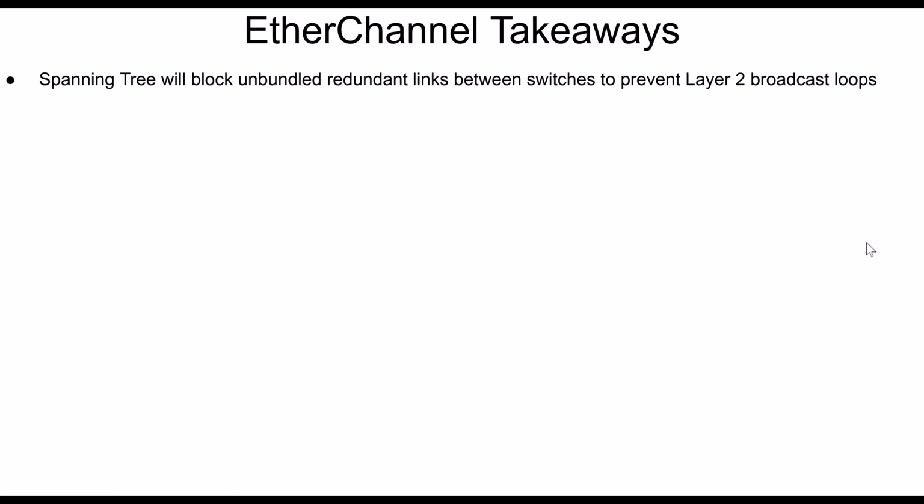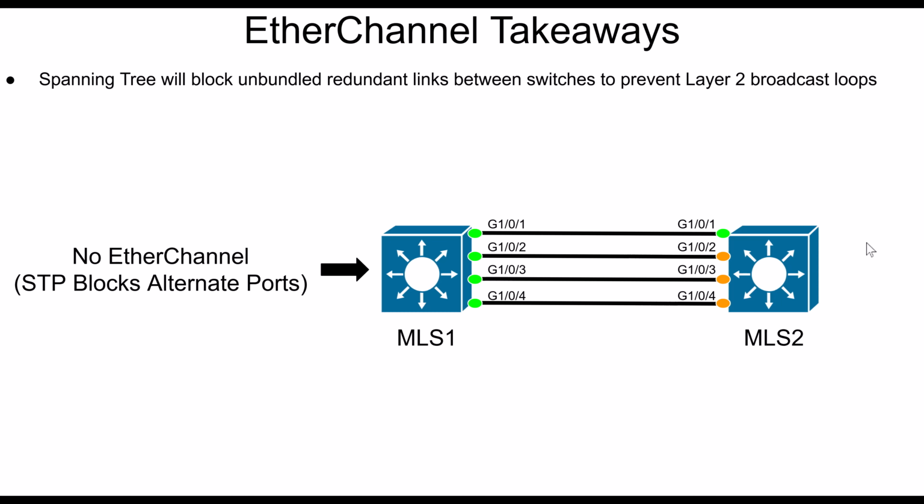Spanning tree will block unbundled redundant links between switches to prevent layer 2 broadcast loops. And we saw that with the spanning tree assignment from last week, where if we put redundant links in between switches, then spanning tree would block one of the links to prevent a loop. As you can see here in the diagram, there's no EtherChannel set up. We just connected 4 links from multilayer switch 1 to multilayer switch 2.